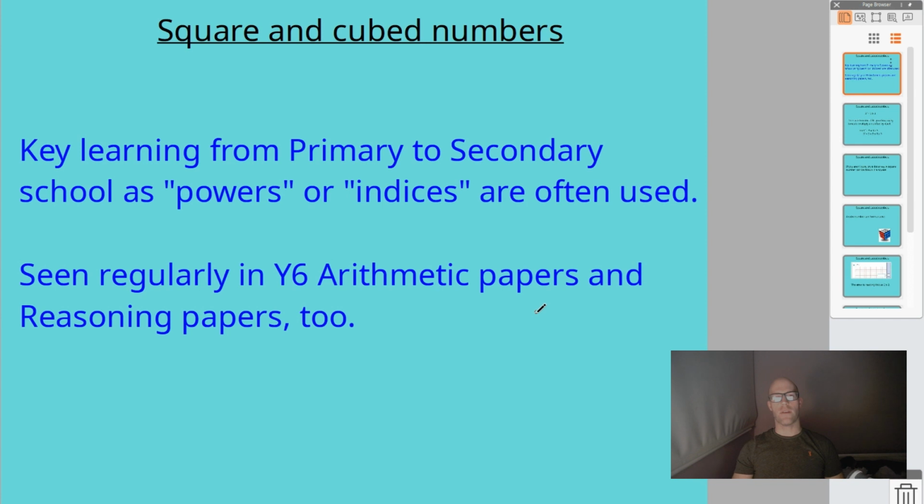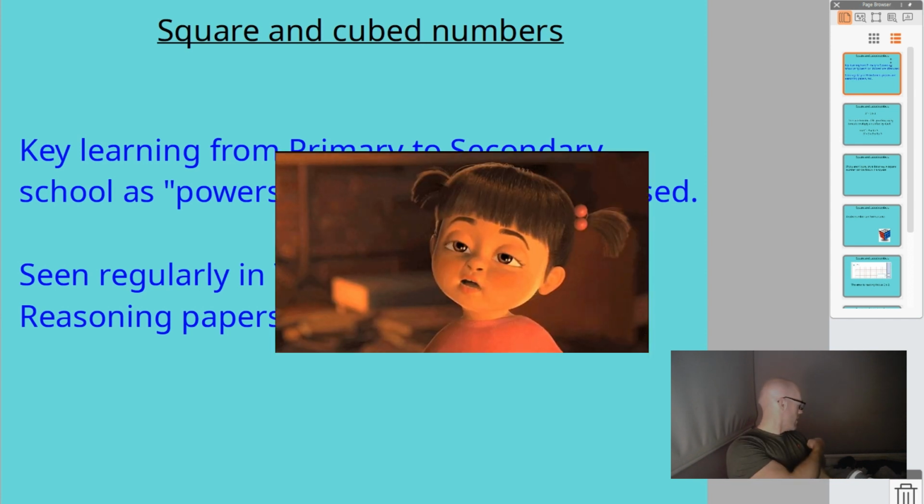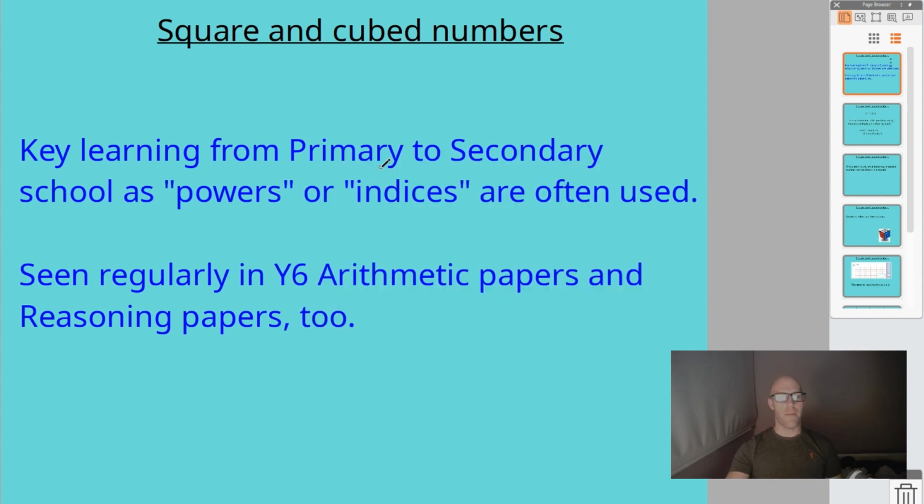Another revision session. Mathematics today. I'm ready. Lottie's ready. And today we're going to talk about square and cube numbers.